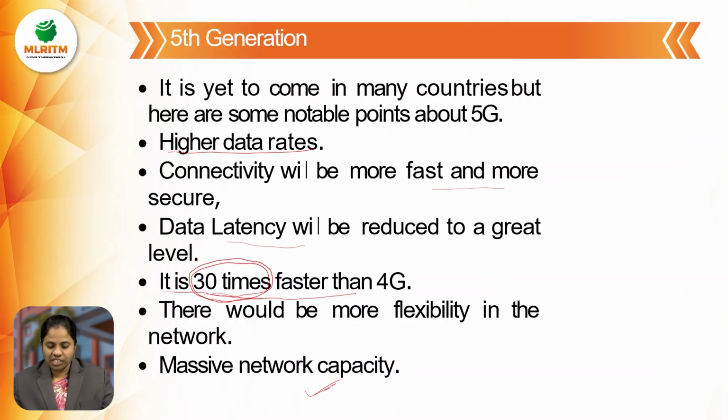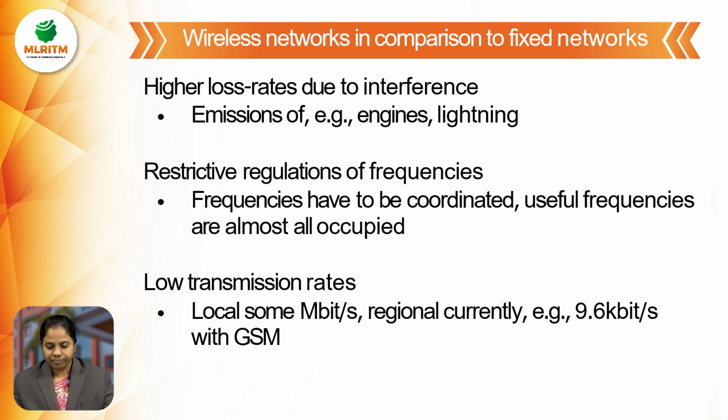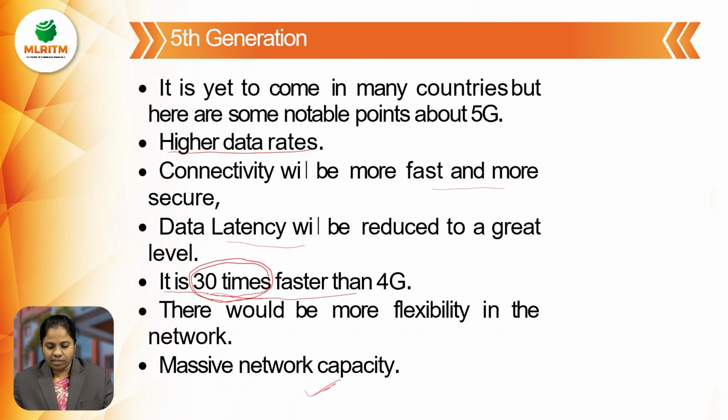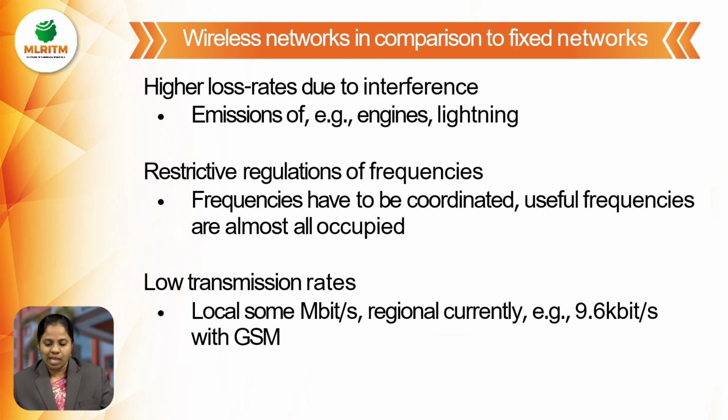Now let us see each and every generation's differences. Before that, we will see how wireless networks compare to fixed networks. In comparison, we have a few parameters: higher loss rates due to interference. This is improved in wireless networks compared to the fixed network, wherein emissions of engines and lighting were a problem in fixed networks.